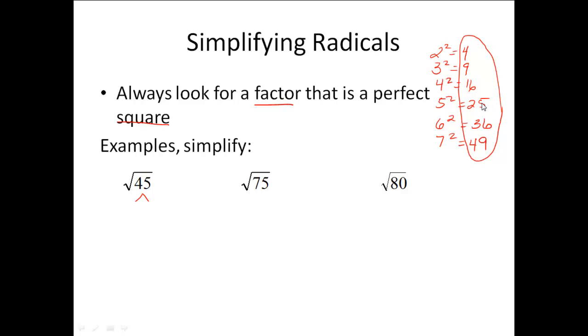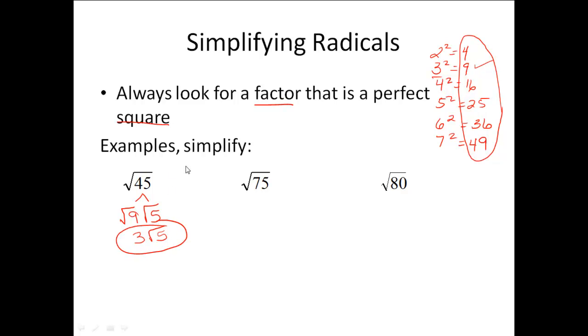Does 25 go into 45? Does 16? Well, 9 is the first one we get to. So when I do this, I'm going to break it down into the square root of 9, and then I know that 9 times 5 will give me the 45. So it's going to be the square root of 9 times the square root of 5. Then I can go ahead and simplify this because I know that the square root of 9 is a 3. So this would simplify into 3 square roots of 5.